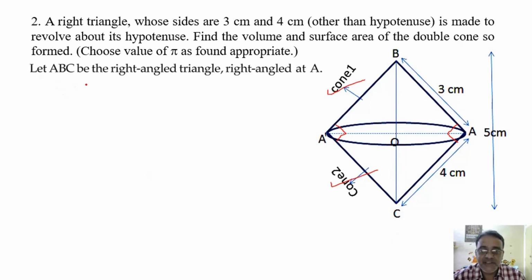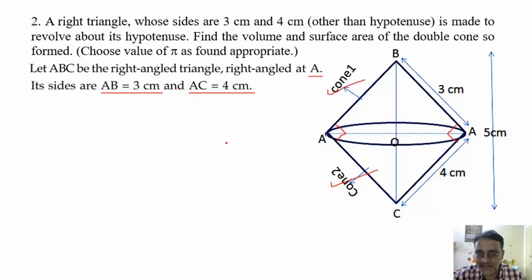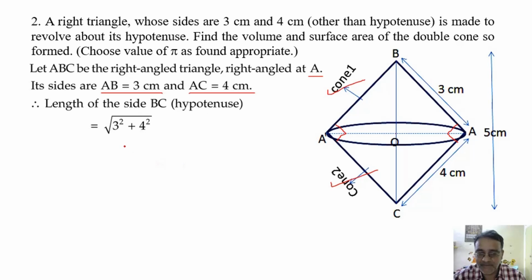So let ABC be the right angle triangle, right angled at A. So its sides are AB is equals to 3 centimeter and AC is equals to 4 centimeter. And the length of hypotenuse, that is BC, is equals to root over 3 square plus 4 square. So 9 plus 16, 25. So root 25 is 5. So we got the hypotenuse is 5 centimeter. That is BO plus OC.